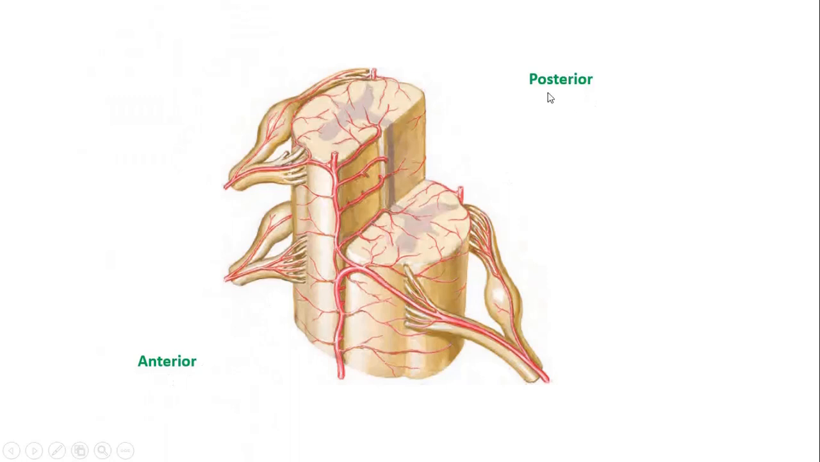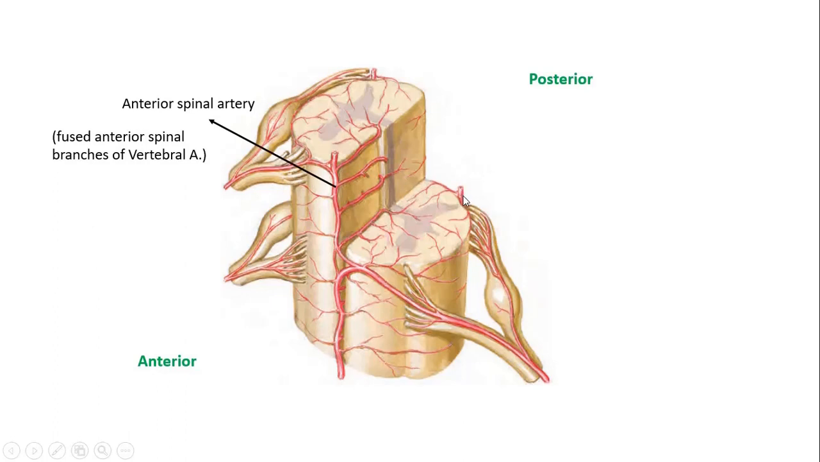Here again, this is the anterior and posterior part. This is the anterior spinal artery, and here you can see the posterior spinal artery. What you are shown here is the left posterior spinal artery.